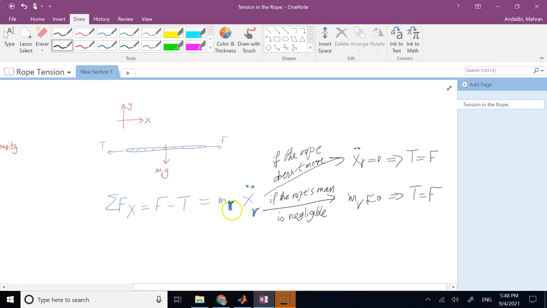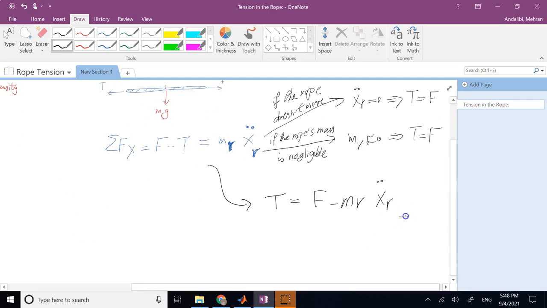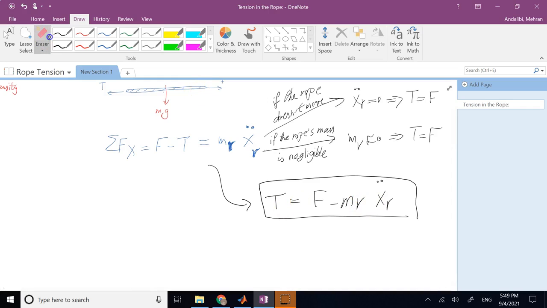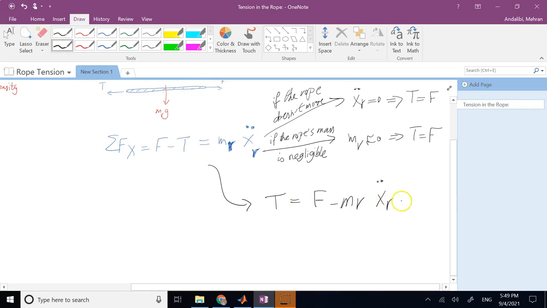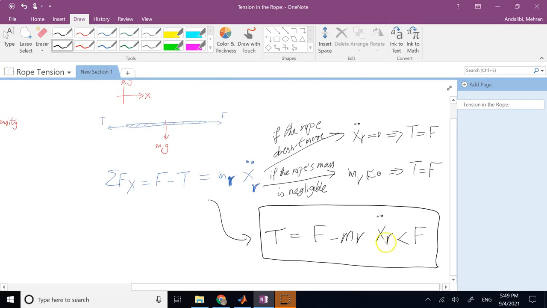If it's not the case, in general, then T is equal to F minus M_R times X double dot of R. So a portion of the force is used to accelerate the rope itself, and that means T is going to be less than F, because this term is positive if it moves to the right. So you're going to lose some of the force that you use to tow the block during the motion, because it is used to accelerate the rope itself.